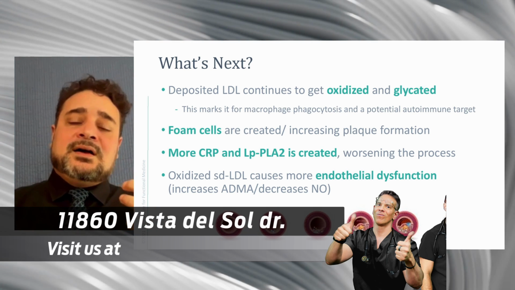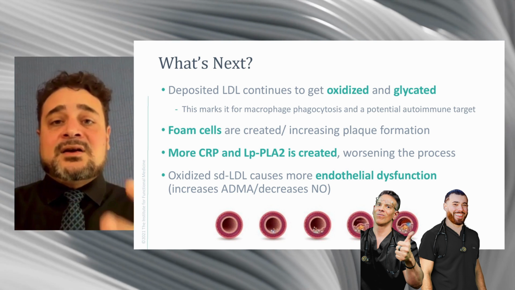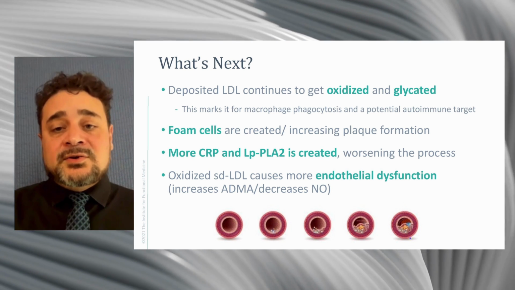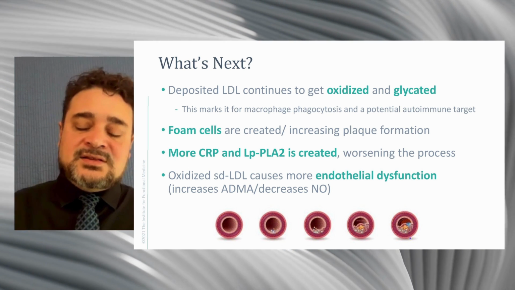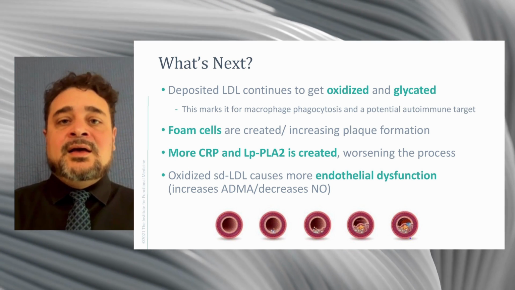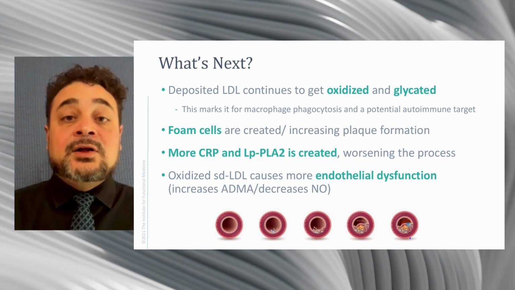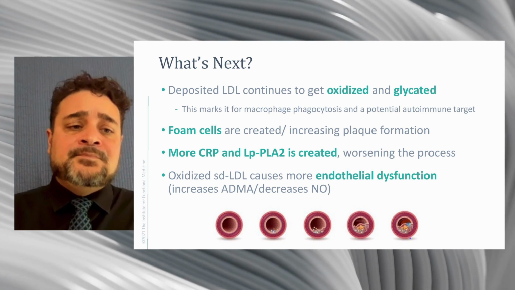LDL can continue to get oxidized. So it continues to rust, and it continues to get glycated. So it continues to get caramelized. This marks it for macrophage phagocytosis. So then the macrophages come and start to swallow them more, and it creates a potential autoimmune target. And so basically then the body starts making antibodies to these LDL products. And then now you have antibodies coming in and attacking in the fray.